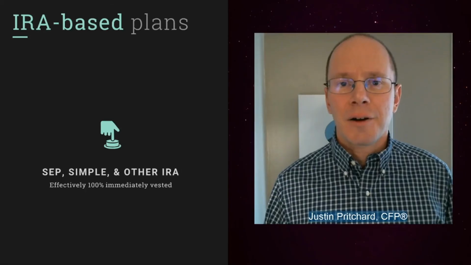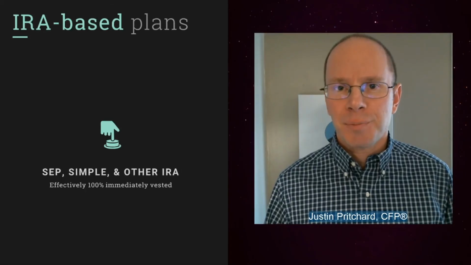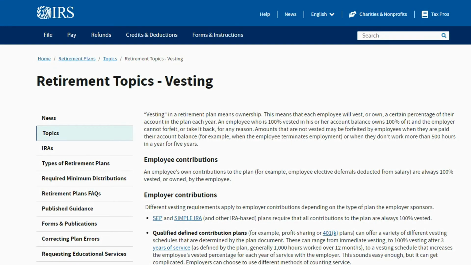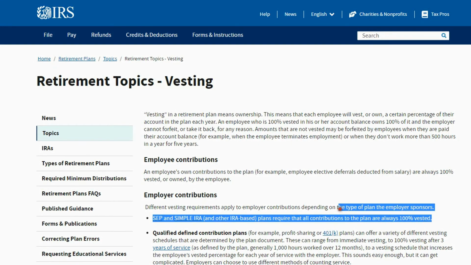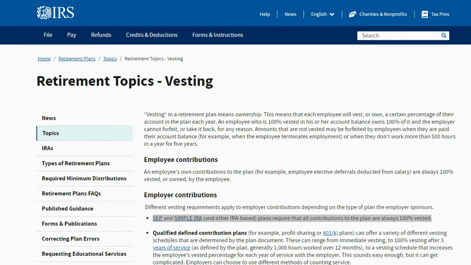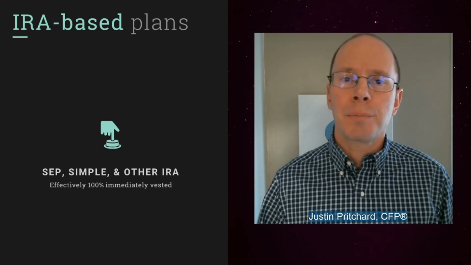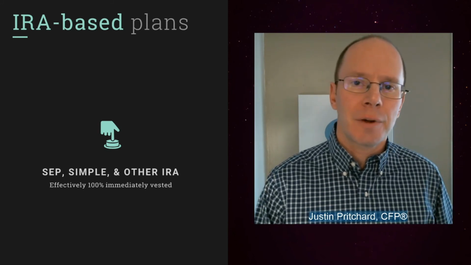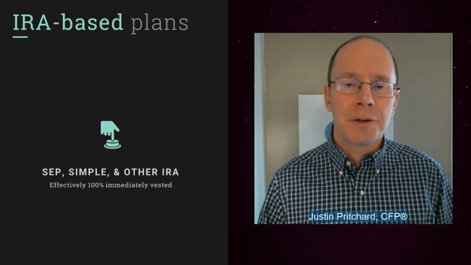There are also these IRA-based plans that are effectively like 100% immediate vesting. So once the money goes in there, you could take the money right back out whenever you want. For example, that might be a SEP or a simple plan. Those are employer plans, but they're different from your 401k and your 403b. So again, you could take the money out.